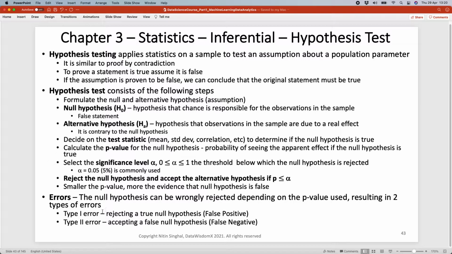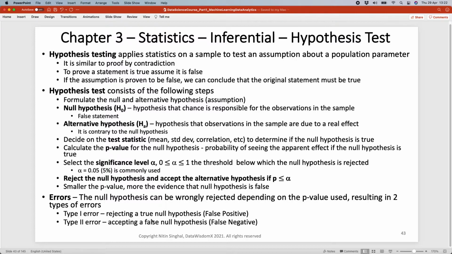There are two types of errors, type 1 and type 2, and they occur because of wrong rejection of the null hypothesis depending on the p-value and the significance level used. So type 1 error is when you reject the true null hypothesis. So it's a false positive. Basically, you rejected the null hypothesis because it was false, but it's actually true. And that will be determined by the p-value and the significance level you used.